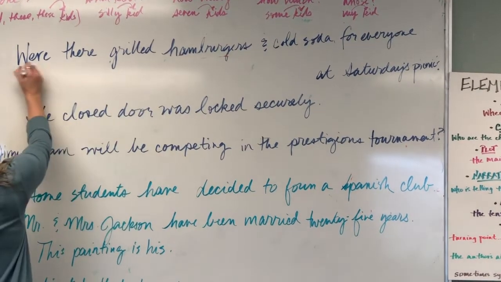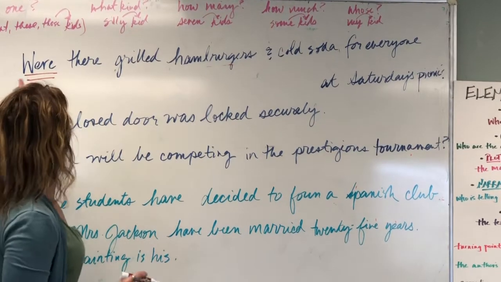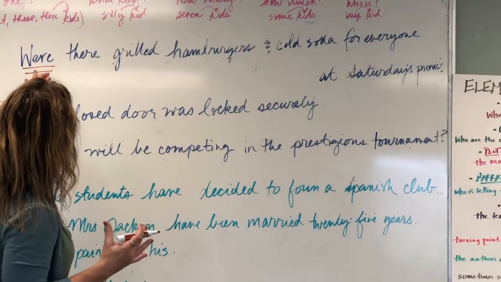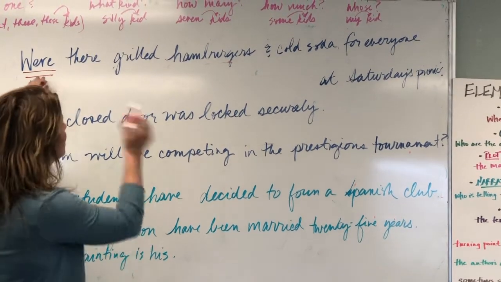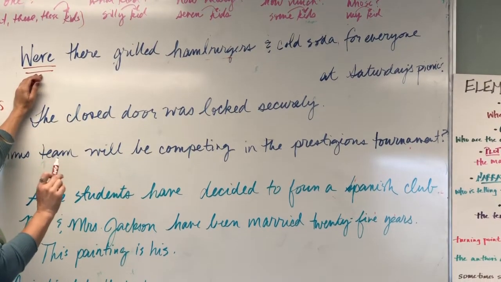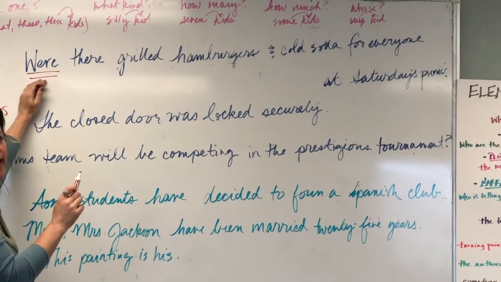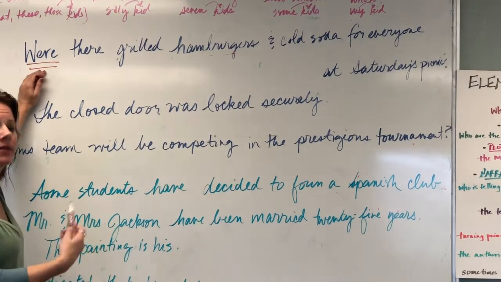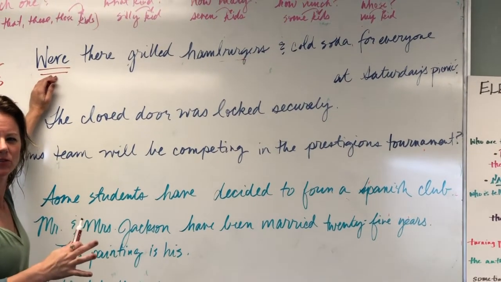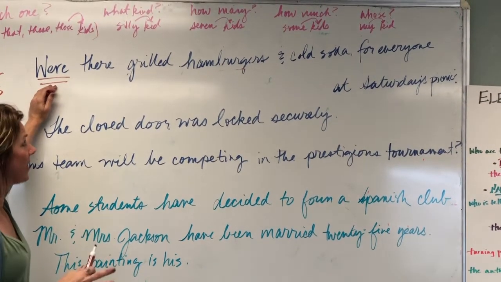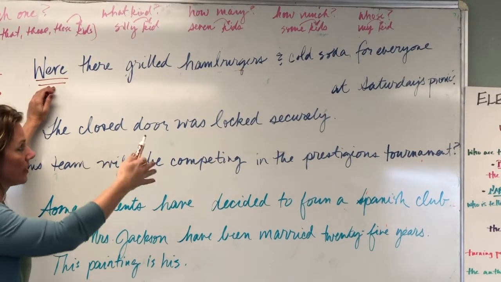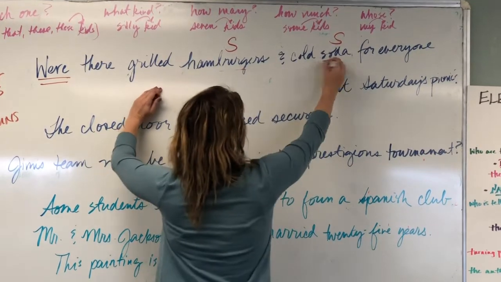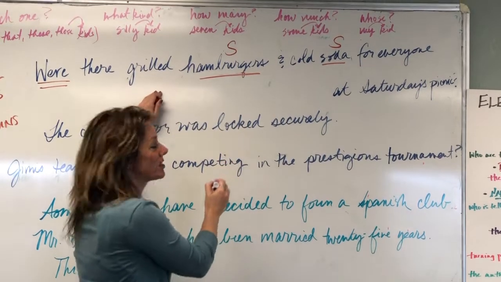So were is the verb, and were is not helping anything. It's just a being verb. Now if I change this around and didn't make it a question, which is sometimes easier, it would say, there were grilled hamburgers and cold soda for everyone at Saturday's picnic. And sometimes that can help you not be confused about the subject. So if I did that, there were grilled hamburgers and cold soda, you would see that these are your two subjects. They're both nouns. Obviously, subjects are nouns.